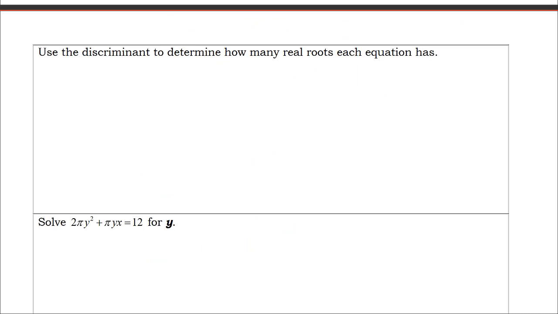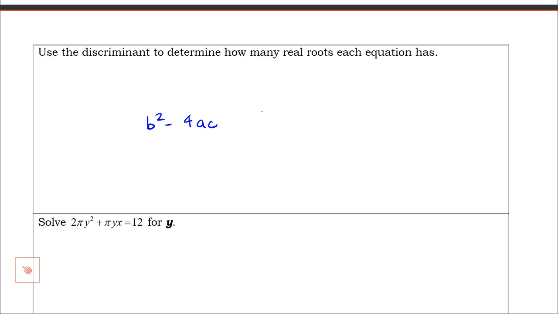So going back to something you brought up earlier, who is the discriminant? Just recite it to me. What's the thing under the radical? b squared minus 4ac.